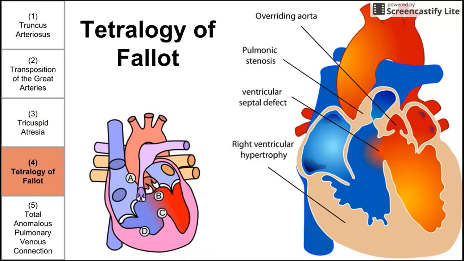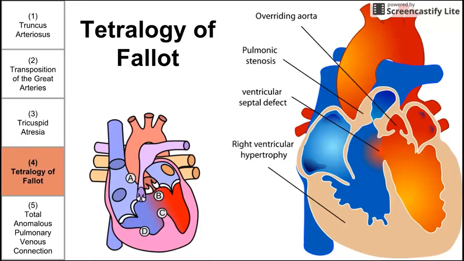Next we have B. B is an overriding aorta, meaning that the aorta, which usually kind of points to the left ventricle, is pointing into both chambers here. The aorta is taking blood from both the left and the right ventricle. Normally it just takes blood from the left ventricle.